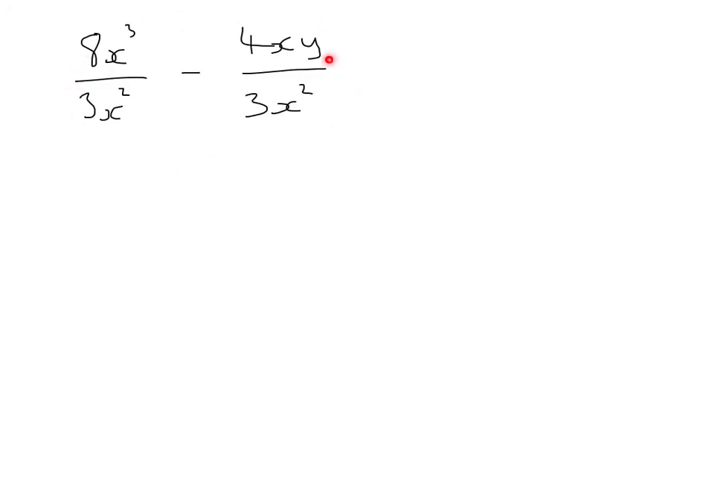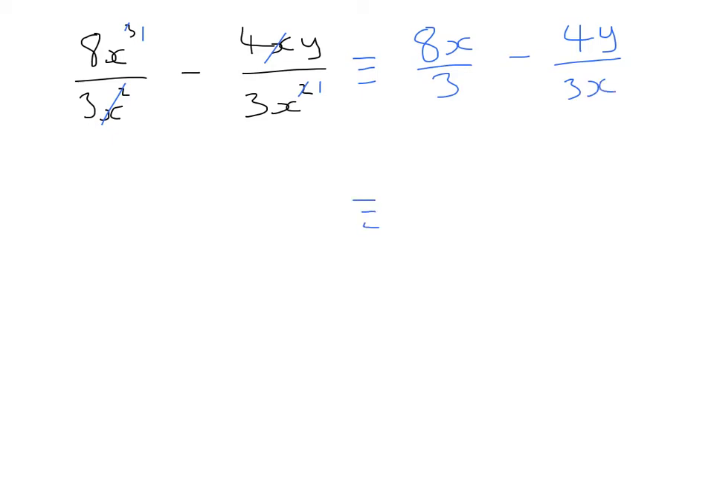In this final example, before we even start trying to subtract the fractions, we can simplify them a little bit. Looking at the first fraction, we can cancel out this x squared on the bottom, and the x cubed would just become x to the power of 1. And looking at the second fraction, again we can cancel out the x on top, and the x squared would become x to the power of 1 as well. So now we just have 8x over 3, subtract 4y over 3x.